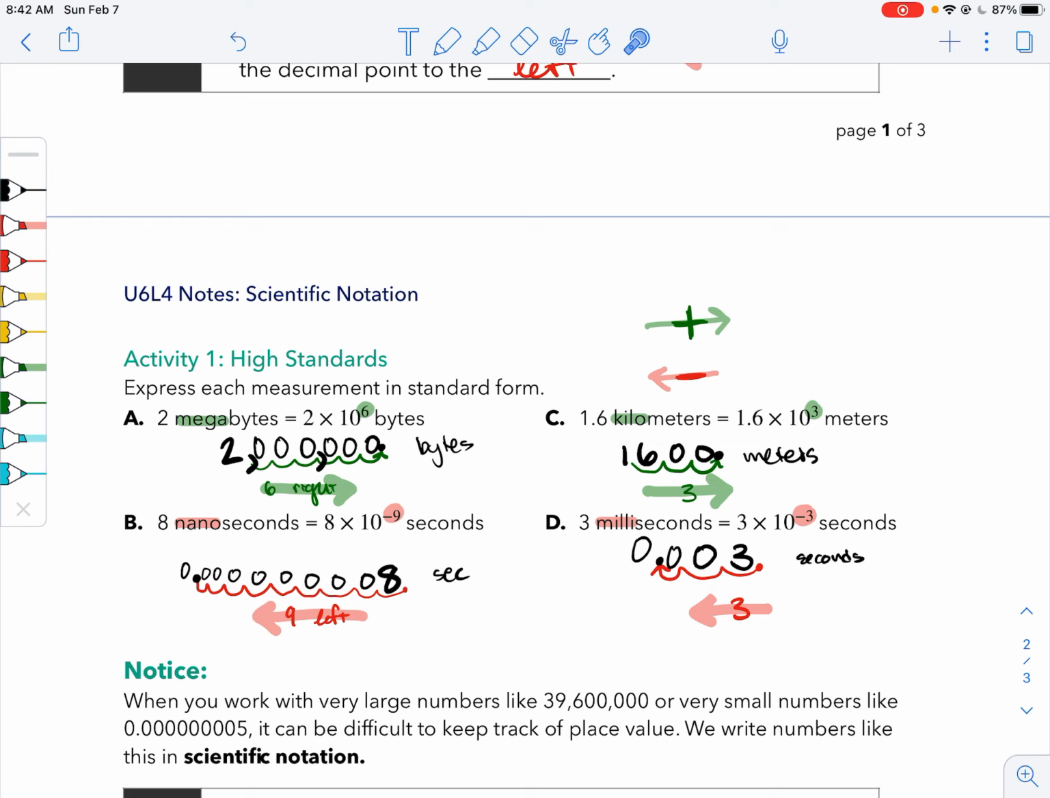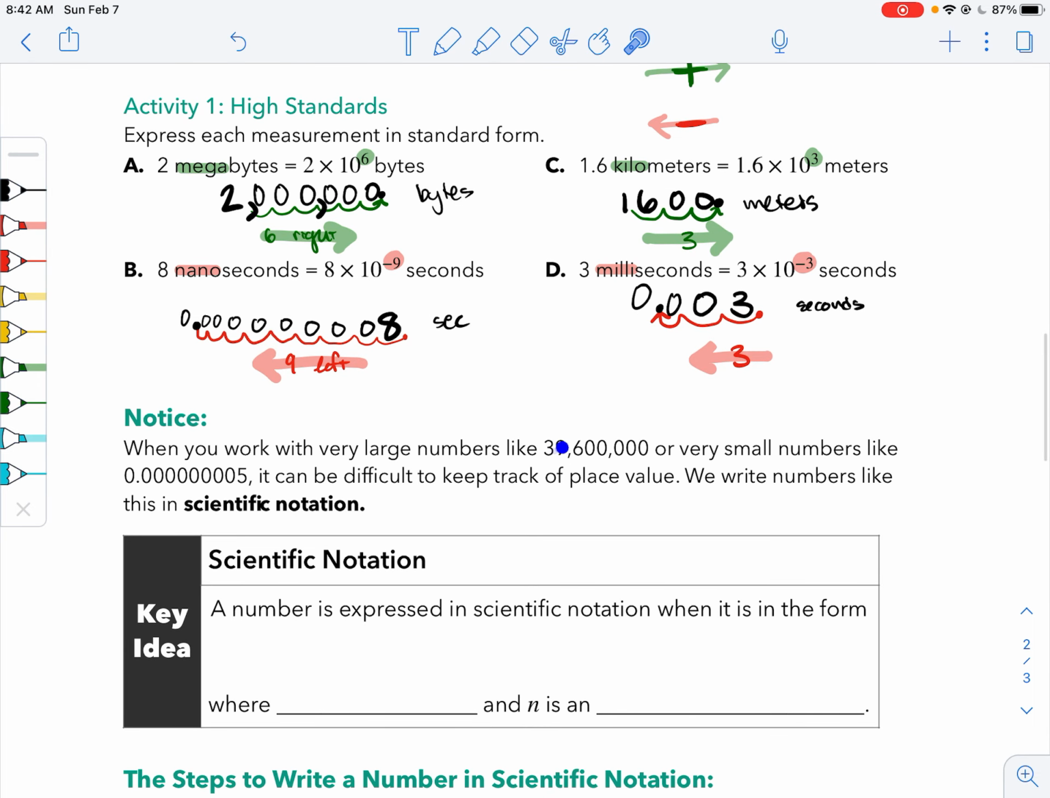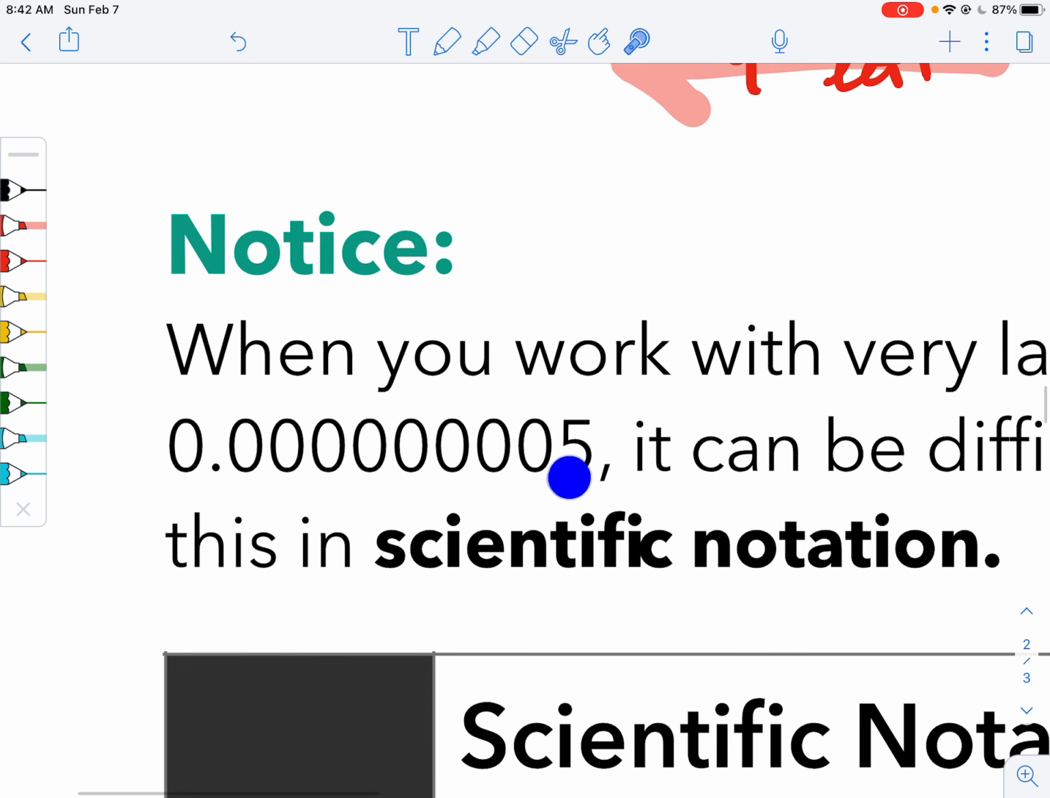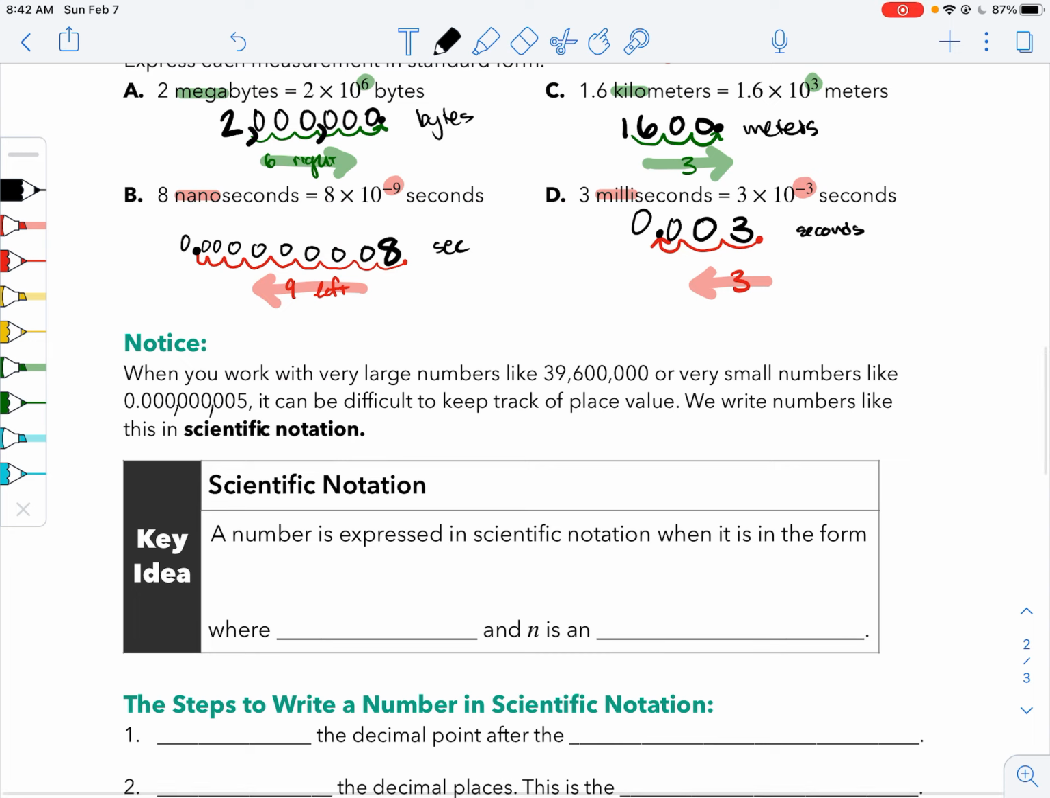Well, when we're working with really, really large numbers like 36 million, or really, really small numbers like 0.0005, that's obnoxious. Look at all those zeros. Gross. That takes up a lot of space. You have to count out how many zeros you have. So instead, we use a shortcut. We use scientific notation because scientists use this a lot.